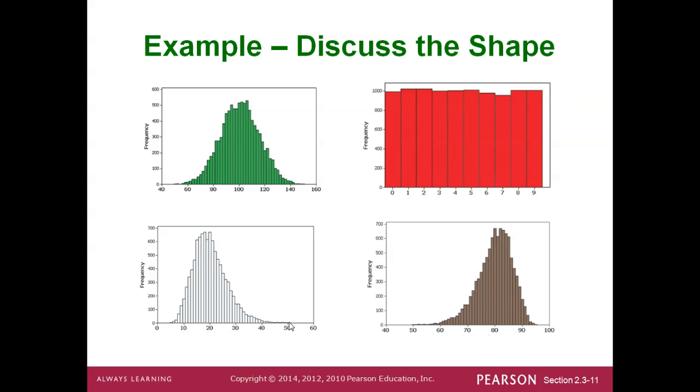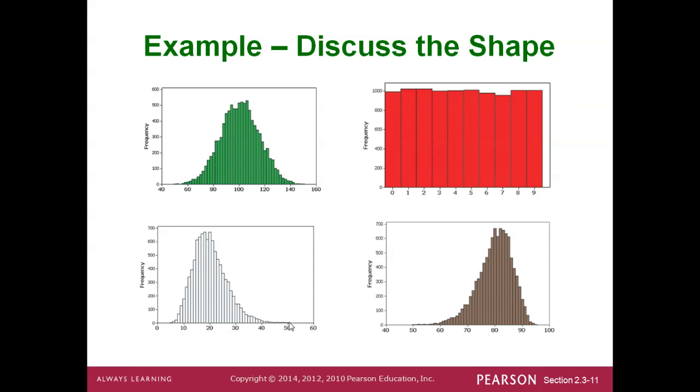What do each of our bars in our histogram look like? They're about the same, don't they? They're pretty close to the same all the way across. What you would call that is a uniform distribution. If they're all about the same, it's called a uniform distribution.